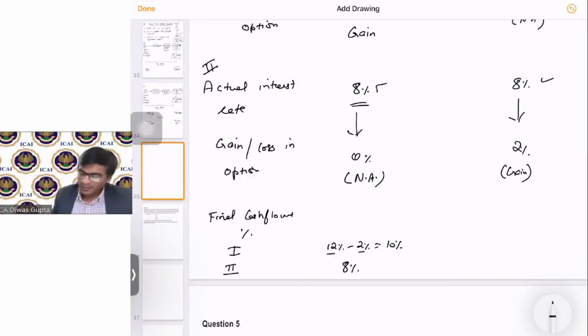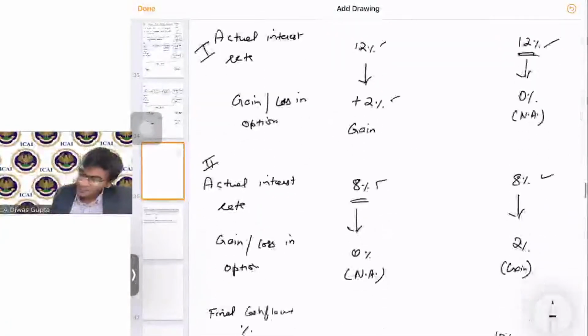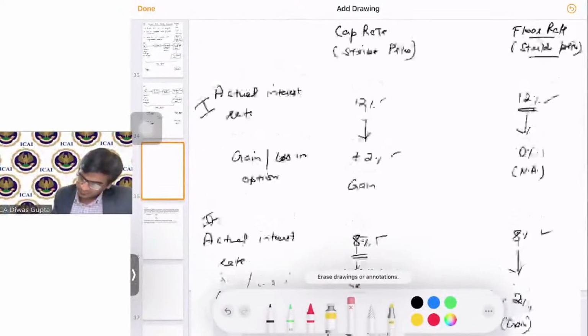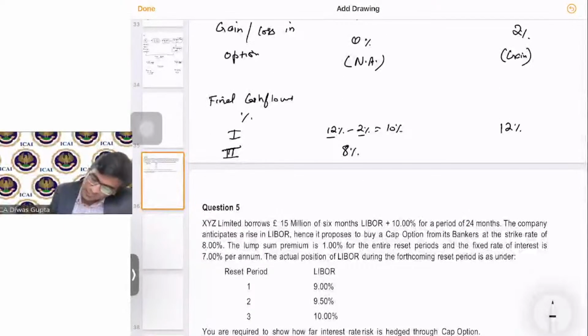And of course, the premium, because the premium is there in all the cases, and hence I am not assuming it, because for comparing, it is not feasible to take the premium. In option 1 here, the investment will happen at 12%. Correct? And in this case, 8% plus 2% is equal to 10%.